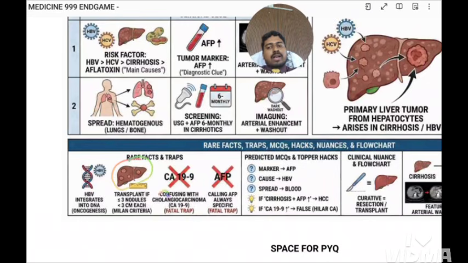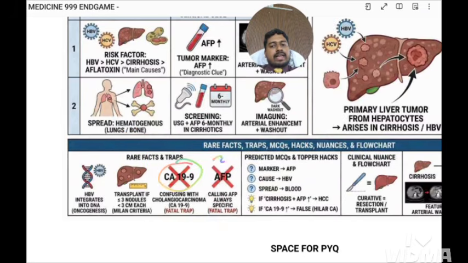Now, transplant is planned only if there are less than 3 nodules which are less than 3 cm each, and this is known as Milan criteria. So in your MCQ, the question will be based on Milan's criteria, which of the following is true, and the options will be like less than 3 nodules, more than 3 cm. So you should have less than 3 nodules and it should be less than 3 cm. Okay, then we'll go for transplant.